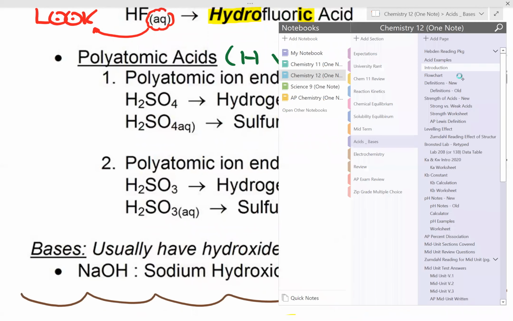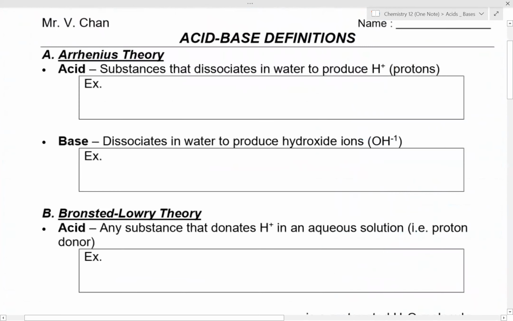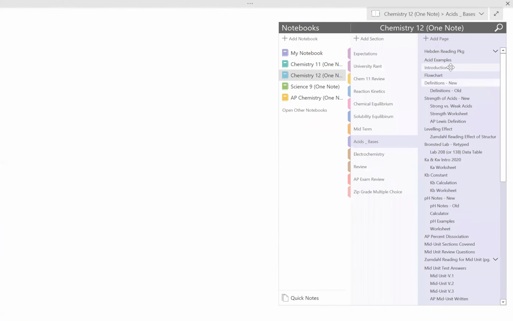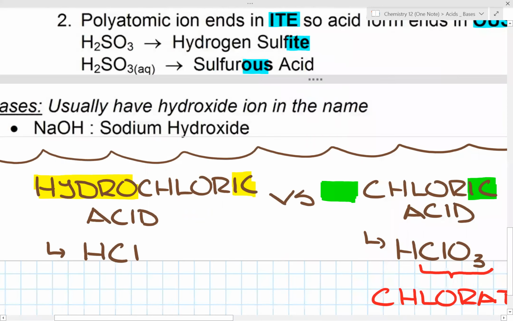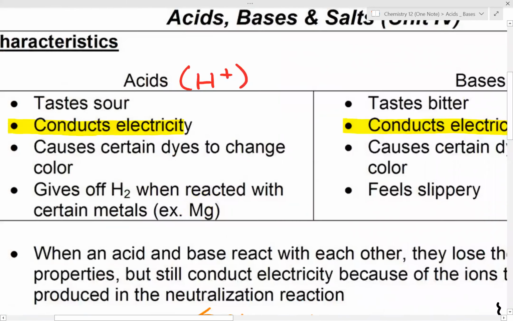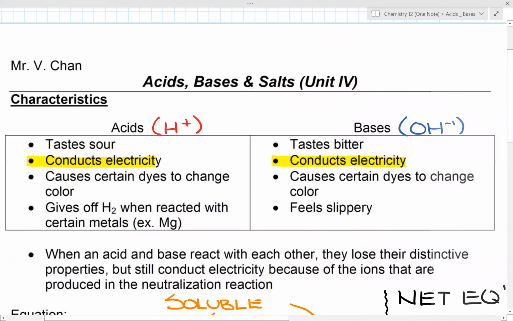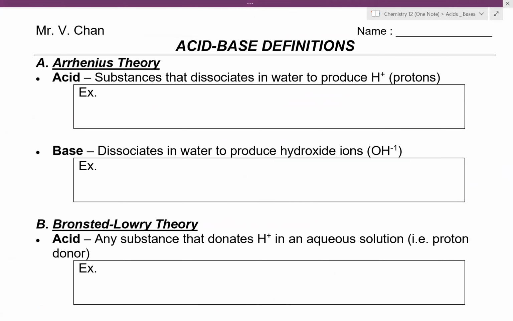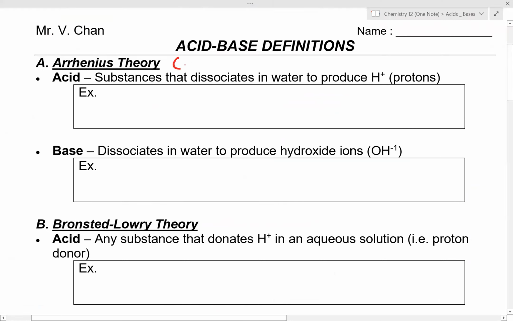Now, what I'd like to do is move on and talk about acid-base definitions. Back in Chem 11, when we talked about acids and bases and this idea of having H plus in the equation for acids and OH minus 1 in the equation for bases, that is actually called the Arrhenius theory. This is generally what you focused on back in Chem 11.